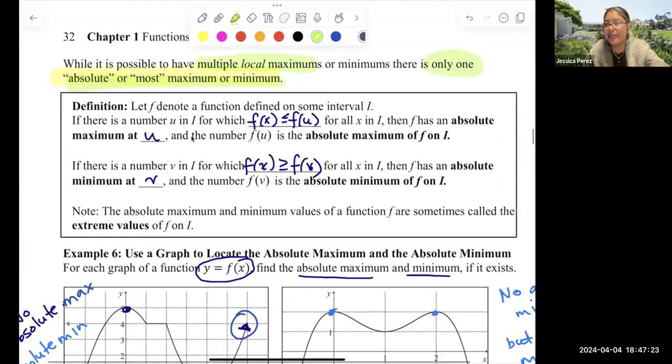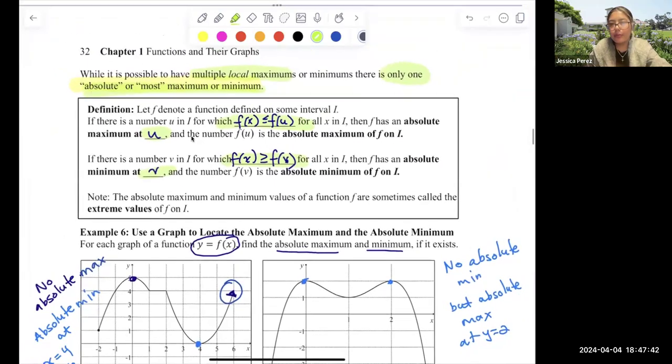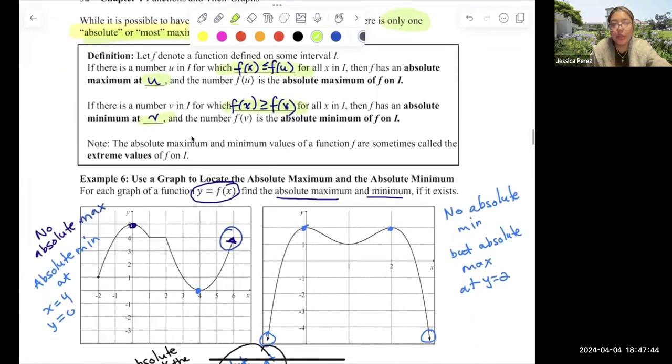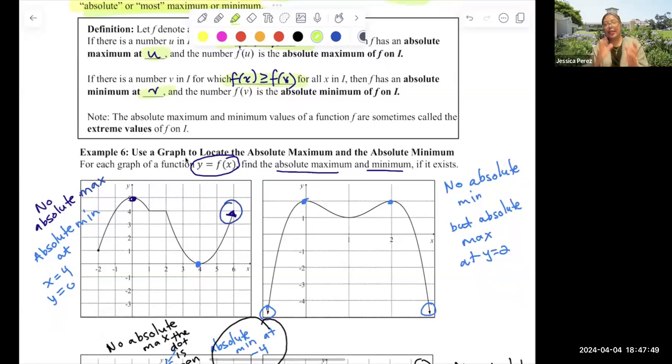This notation, the definition can get kind of funky, so just be careful. I'm not going to ask you for the definition, so this is for you just to fill out. That's not going to be on your exam or your quiz or anything. It's just for you to have as a definition. What they really care about is when you look at the graph itself. So we're going to look at example 6 to help you find whether an absolute minimum or maximum exists. Sometimes it doesn't exist.